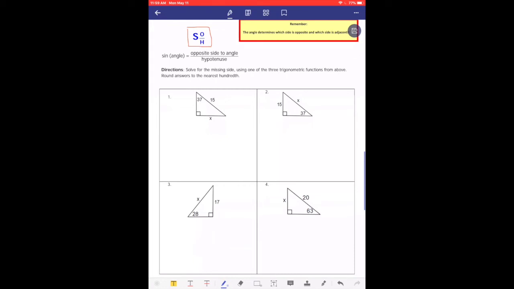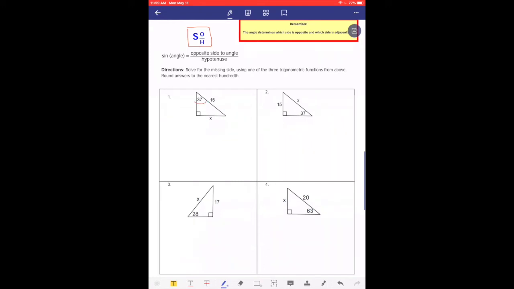The directions: solve for the missing side using one of the 3 trigonometric functions from above. Round your answers to the nearest hundredth. So for all these examples, 1 through 4, we're going to be using the sine function. Question 1. They give you the angle of 37 and the 90-degree angle, and the two sides are labeled x and 15. So we're going to use the angle that they give us.